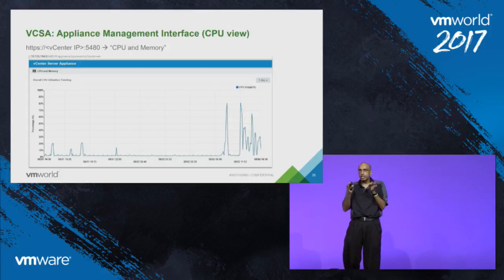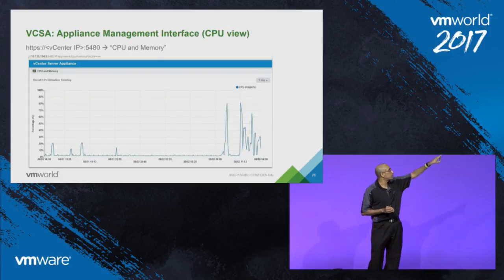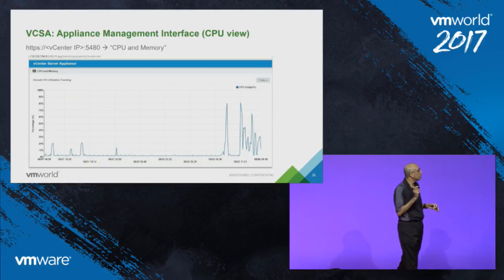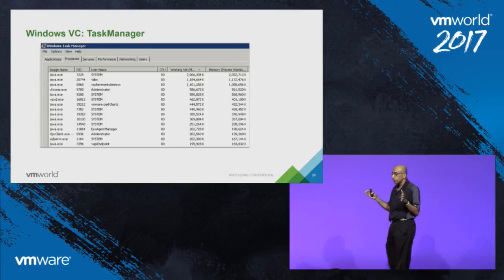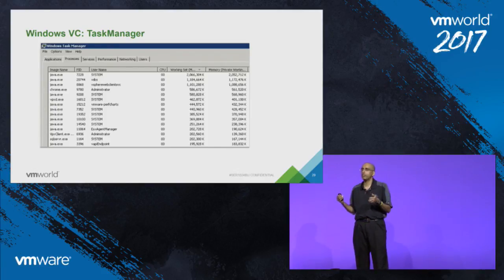So great. With the appliance in 6.5, you can use this management interface to see what the CPU and memory used is. Now, as I said earlier, you should check the overall CPU and memory, and then you should see what's taking up CPU and memory. So let's figure out how to do that.